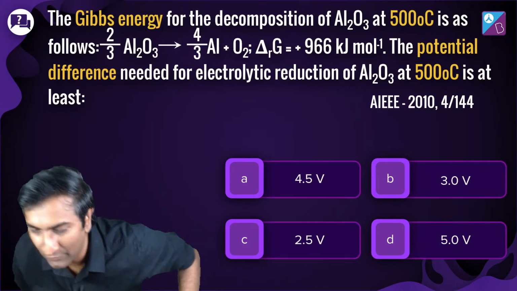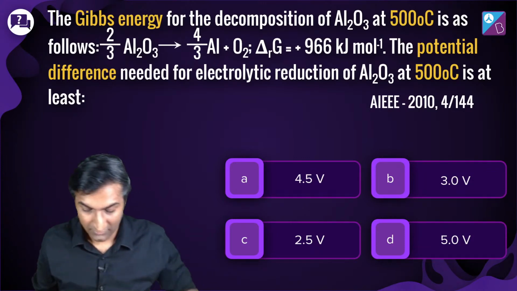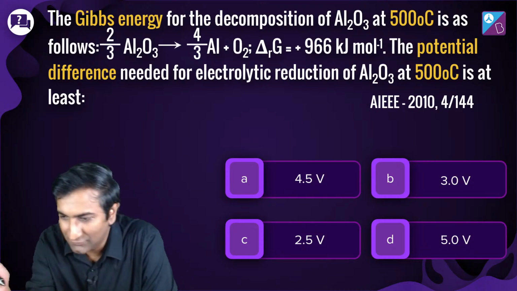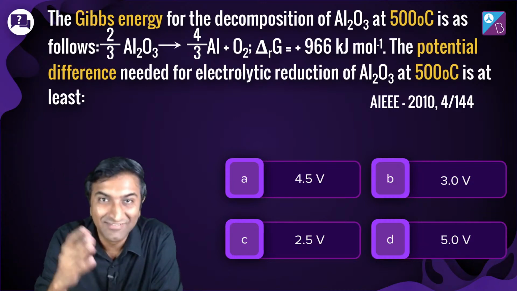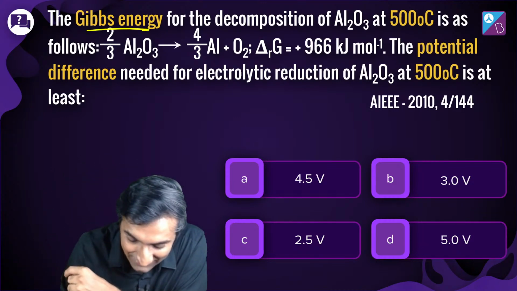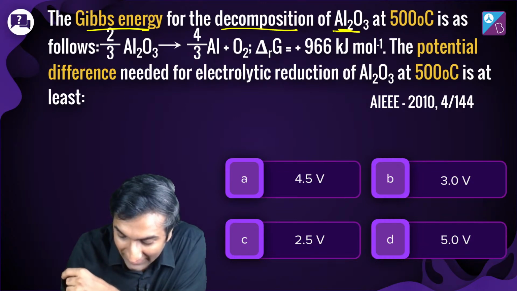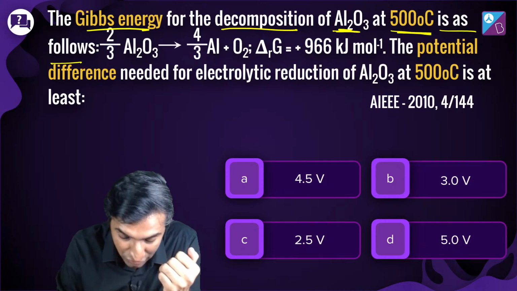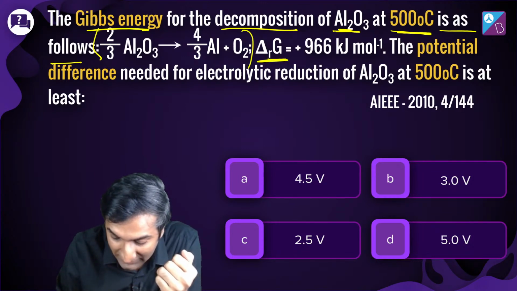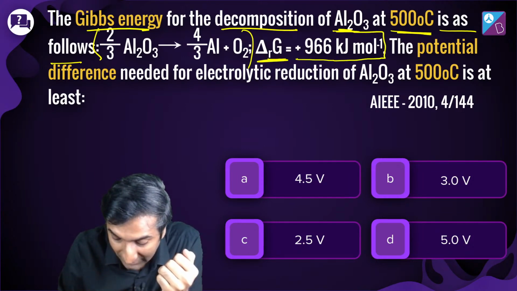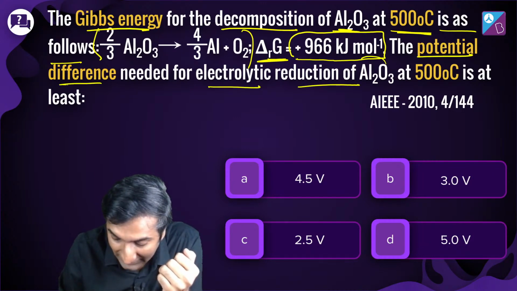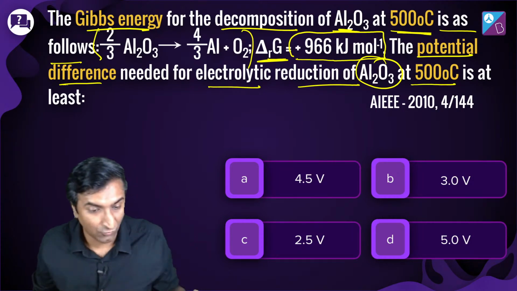Let's see if you've been listening and awake so far. AIEEE का सवाल. करो करो करो. अरे stop spamming the chat, man. सवाल करो. The Gibbs energy for the decomposition of Al2O3 at 500 degrees Celsius is as follows. कुछ रिएक्शन दिया हुआ है, some reaction being given. Delta G reaction is 966 kilojoule per mole. Very interesting number. The potential difference needed for electrolytic reduction of Al2O3 at 500 degrees Celsius is what?